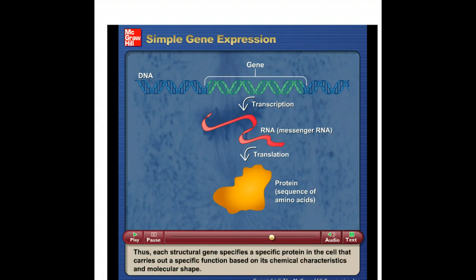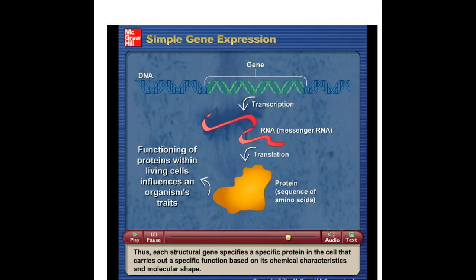Thus, each structural gene specifies a specific protein in the cell that carries out a specific function based on its chemical characteristics and molecular shape. This function of the specific protein gives the cell and the organism the specific trait coded by the gene. And this concludes our narrated PowerPoint lecture for chapters 12 and 13.